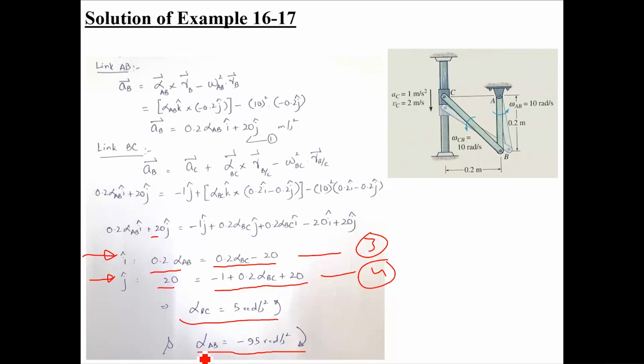What does that negative sign with alpha AB represent? Our assumed direction was incorrect. Yes, we assumed initially alpha AB to be in a counterclockwise direction. This negative sign indicates that alpha AB is in fact in a clockwise direction. However, alpha BC comes out to be positive, which means our assumption is correct, and alpha BC is along the counterclockwise direction. Is it clear to all of you? Yes, sir. Any query regarding example 16-17?